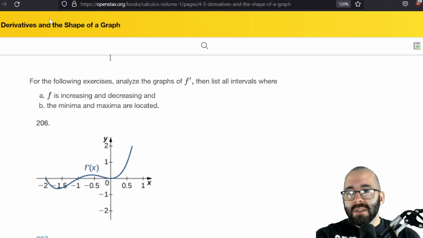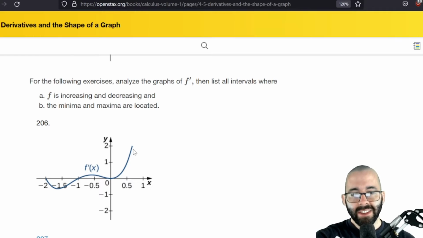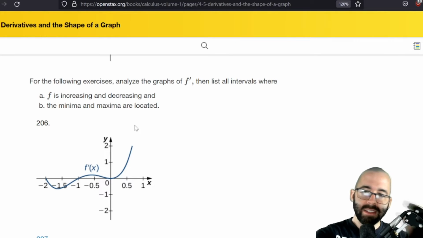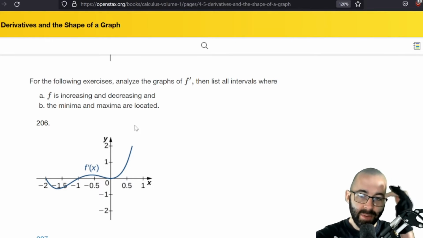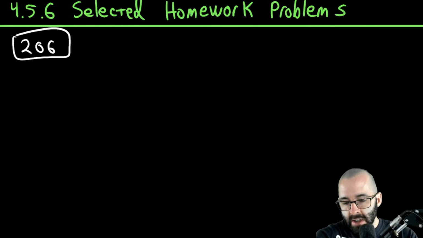And again, the book is a little inconsistent about whether it says this function is going on forever or this function ends. I'll accept either interpretation here. I'm going to assume that the function ends because that's what it looks like to me. So let's see. Where's f increasing and decreasing?